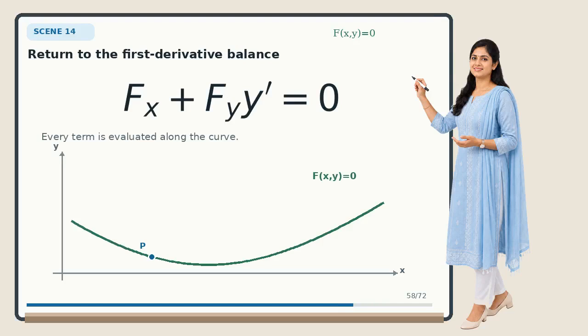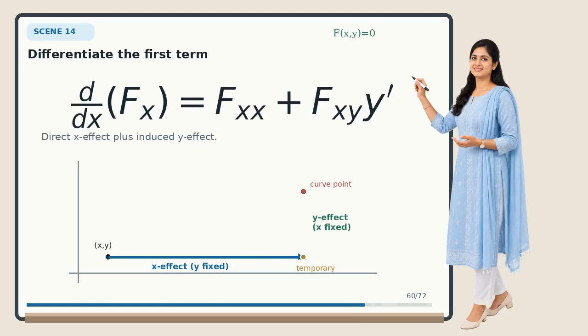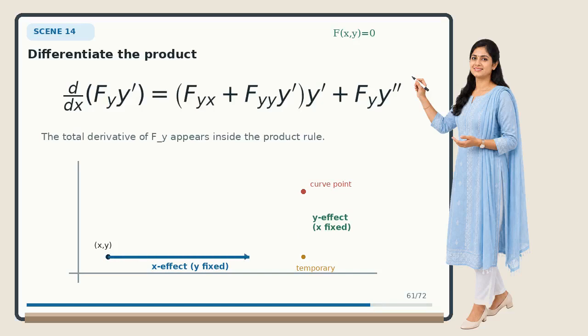For the cleanest calculation, return to the balance equation f sub x plus f sub y times y prime equals 0. Differentiate the entire equation with respect to x along the curve. The first term uses a total derivative, the second term also requires the product rule. The total derivative of f sub x is fxx plus fxy times y prime. Use the product rule: differentiate f sub y along the curve, multiply by y prime and then add f sub y times y double prime.